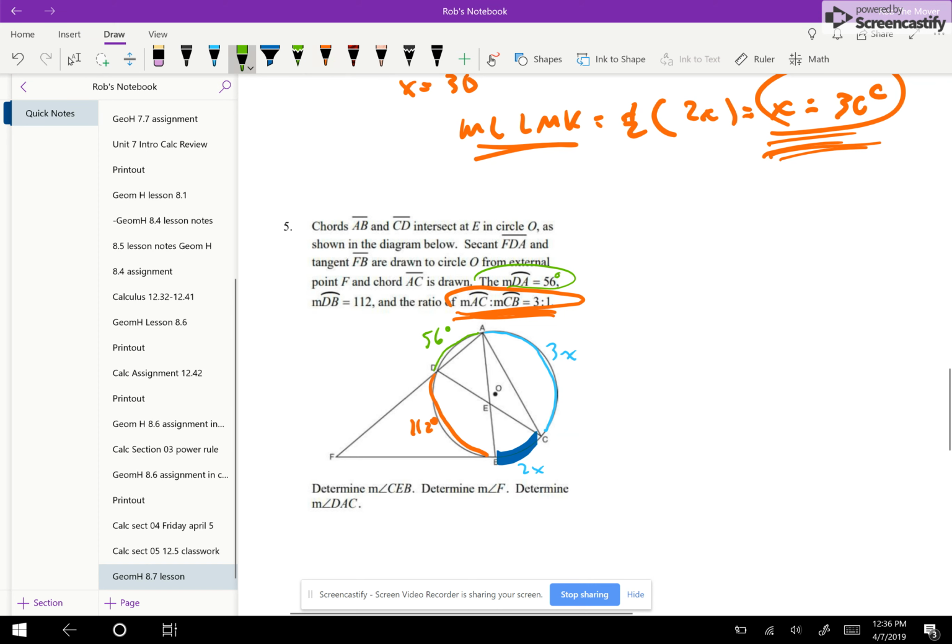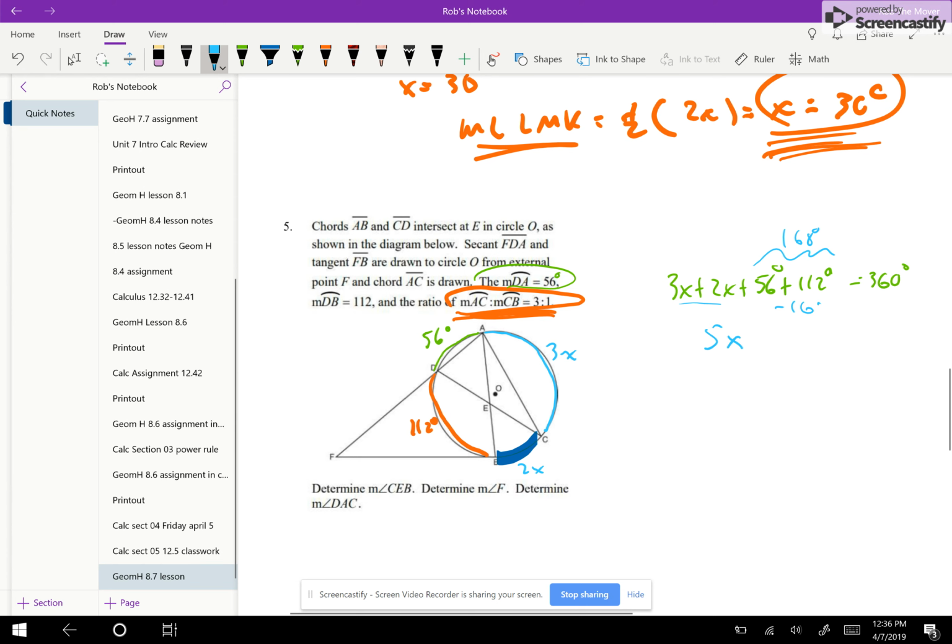Okay, I'm going to go ahead here. All these arcs add up to 360. So you get 3x plus 2x plus 56 plus 112 equals 360 degrees. This part right here, what's that add up to? 168. Okay. Here I got the variables. So that's 5x plus 168.